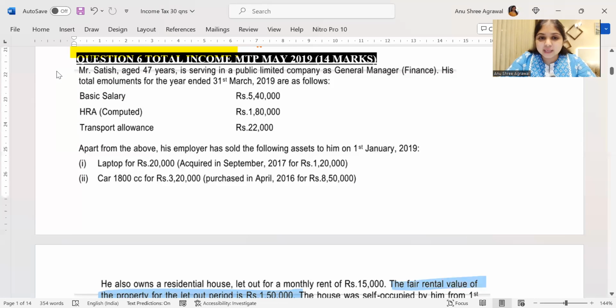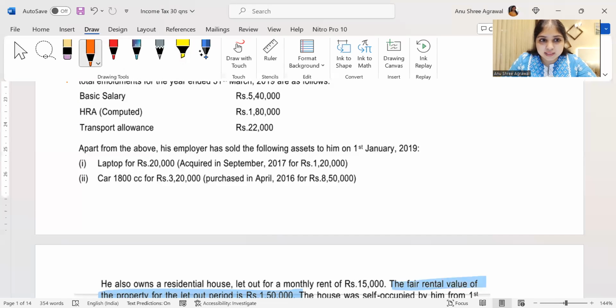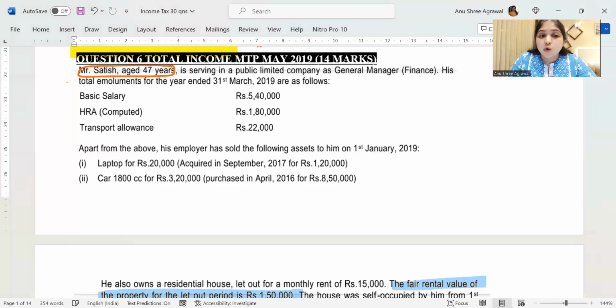Okay, are you ready? Shall we begin? Let us have a look at the question. What does the question say? The question says, Mr. Satish, aged 47 years. What are you able to conclude at this stage itself? You're able to conclude that he is not a senior citizen. He is serving in a public limited company as General Manager Finance. His total emoluments for the year ended 31st March 2019, which means which year are we talking about, guys? We're talking about previous year 2018-19.